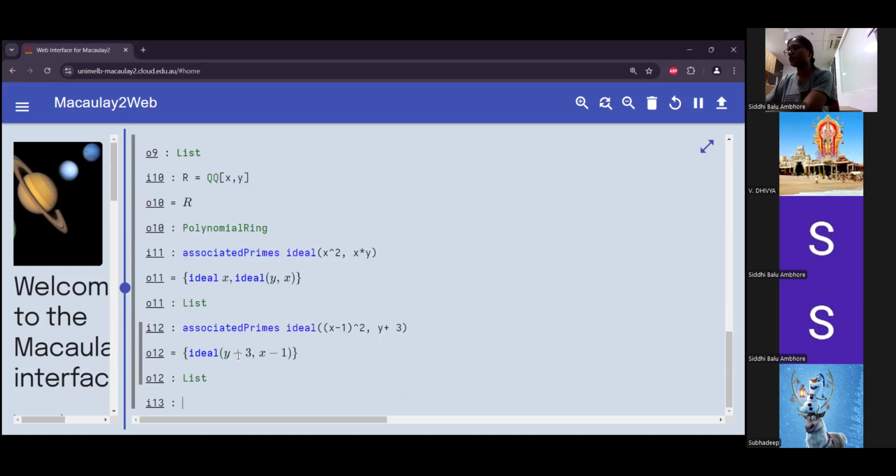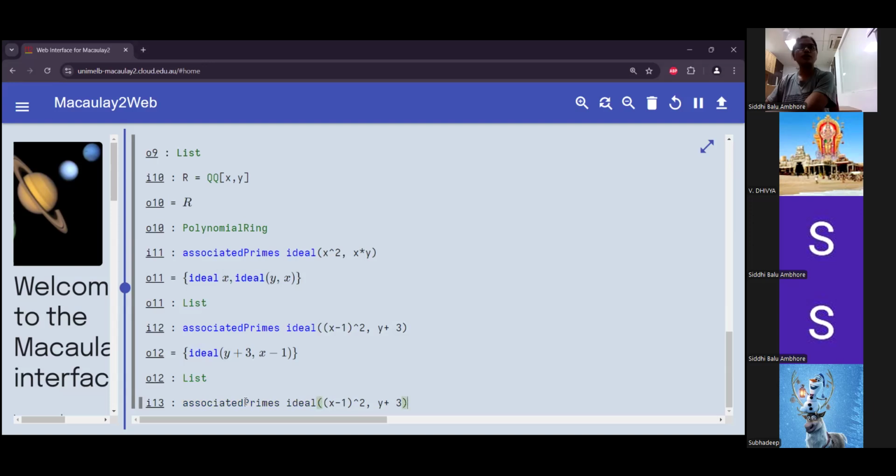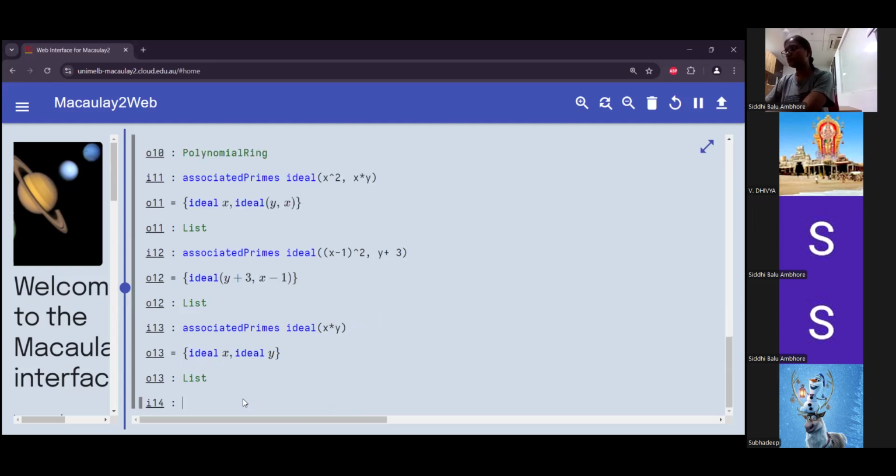Let's see. Okay. So the associated prime is only this. And the first example, x square comma xy, had two associated primes. And the second one has only one associated prime, y plus 3 comma x minus 1. And let us check the third example. The third one was the ideal generated by x into y. And again, it has two associated primes.